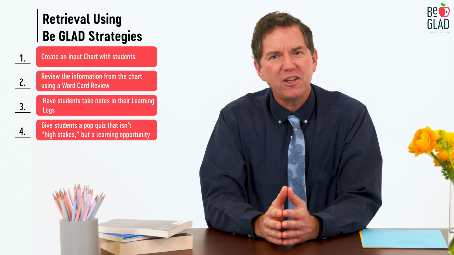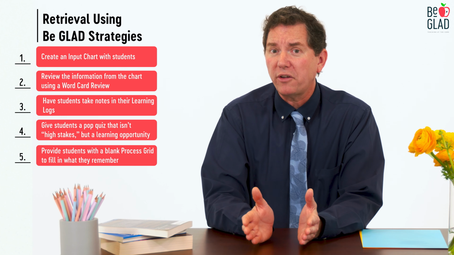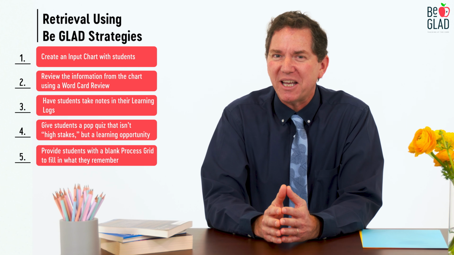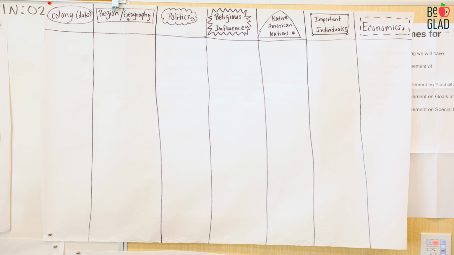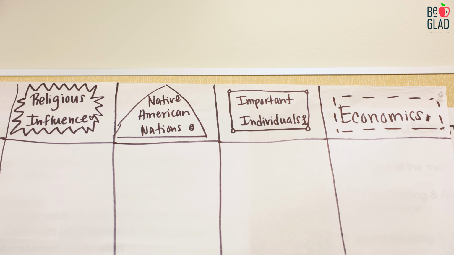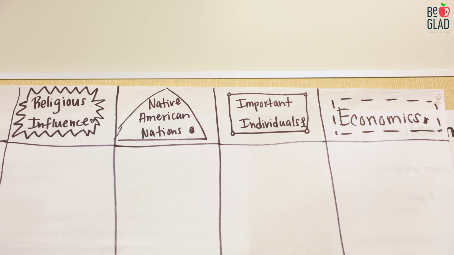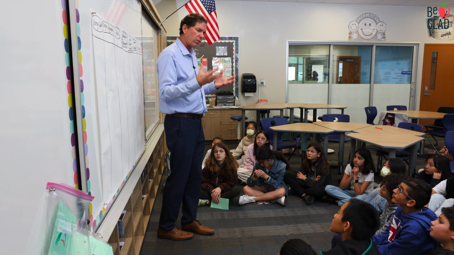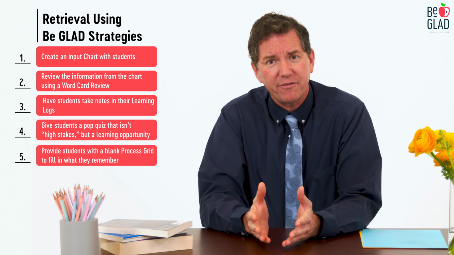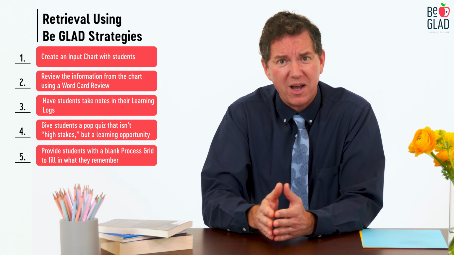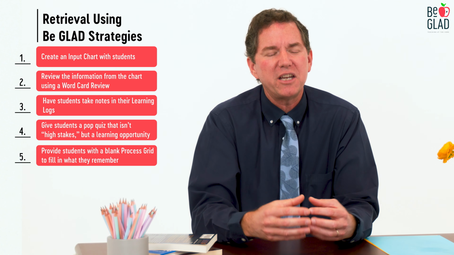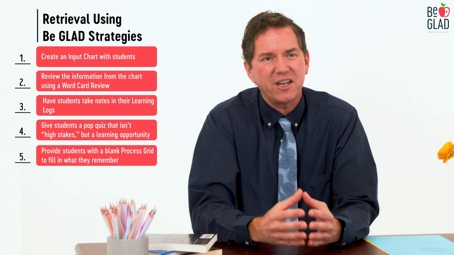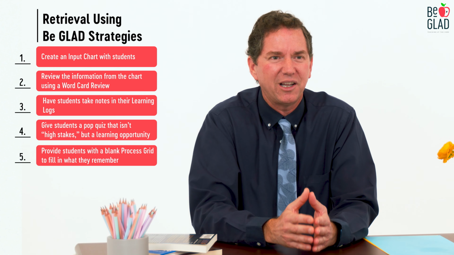Towards the end of a unit, you might provide students with a blank process grid and ask them to fill in as many details as they can about one of those rows, or perhaps even several of those rows. They may remember more about what they studied in the expert groups, for example. However, we want them to remember the information that they learned from their peers as well. This gives students an opportunity to retrieve that information and transfer it into longer-term memory.